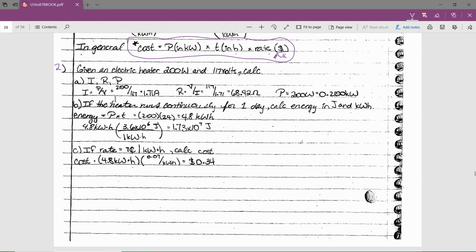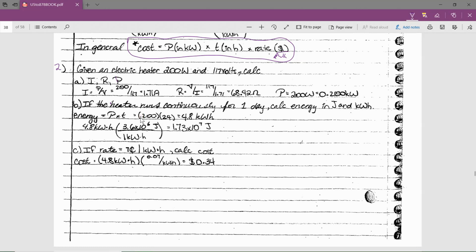Why do we care about that? Because look at the next question, part B. If the heater runs continuously for 1 day, calculate the energy in joules and kilowatt hours. You got that heater on continuously, so I got 200. No, I don't want to say that.